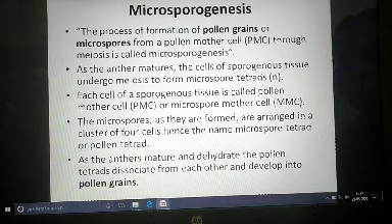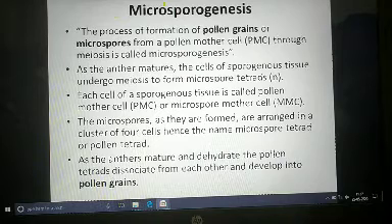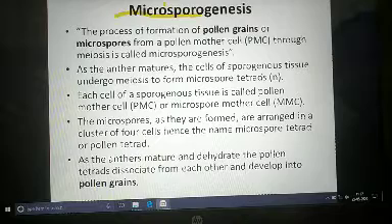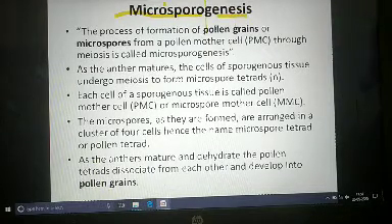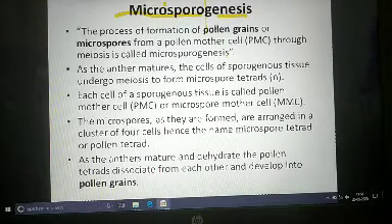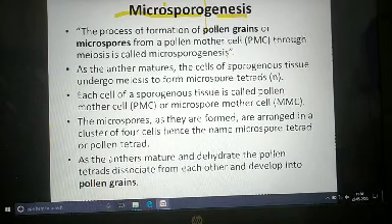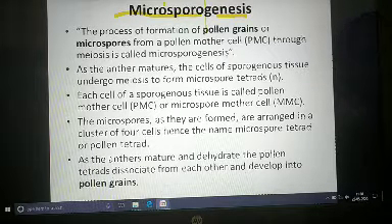Microsporogenesis. Let us understand the term carefully. Here microspore stands for the pollen grains and genesis stands for the production. Production of microspore is called microsporogenesis. The process of formation of pollen grains or microspores from a pollen mother cell through meiosis is called microsporogenesis.